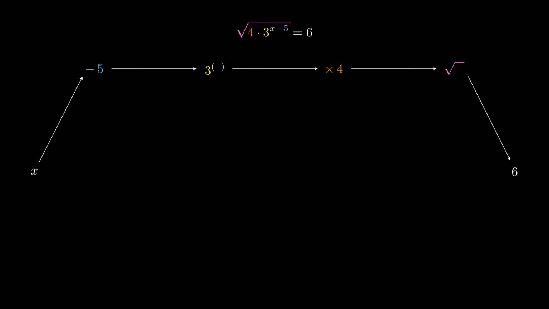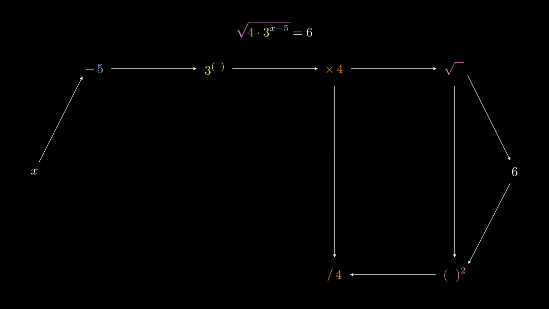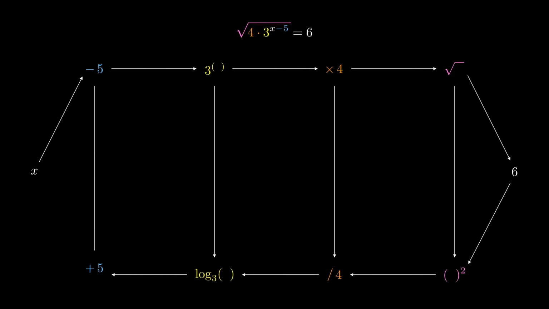So according to this equation, if we start with some number x that we don't yet know, and we subtract 5 from it, and then we exponentiate it base 3, and then multiply it by 4, and then square root it, we end up with 6. So let's invert and reverse. The inverse of the square root is the square, or the second power. The inverse of multiplying by 4 is dividing by 4. The inverse of exponential base 3 is logarithm base 3. And the inverse of minus 5 is plus 5.